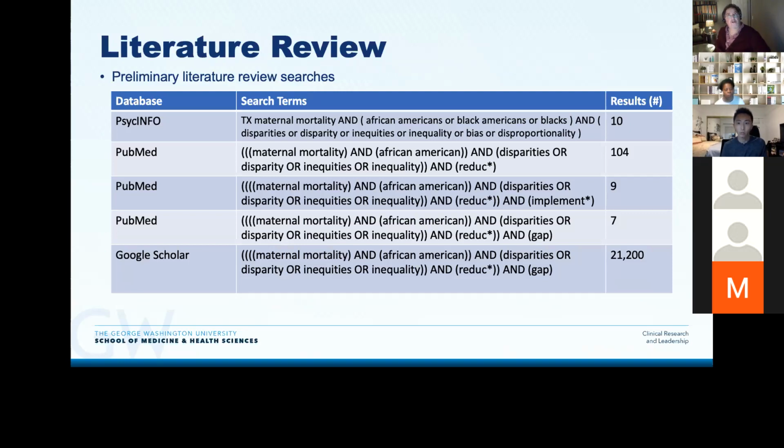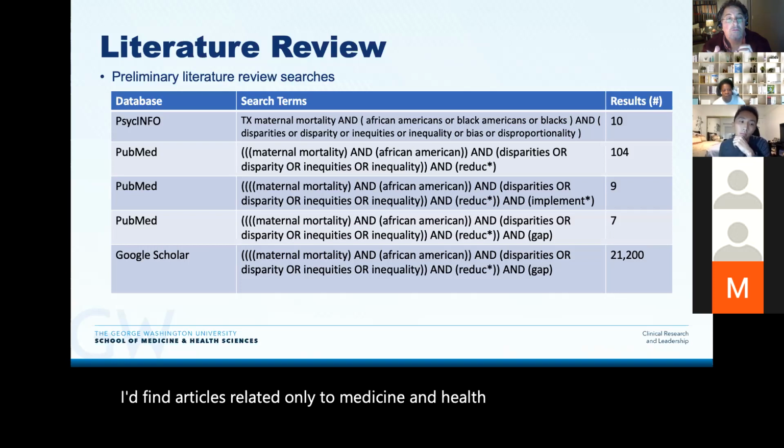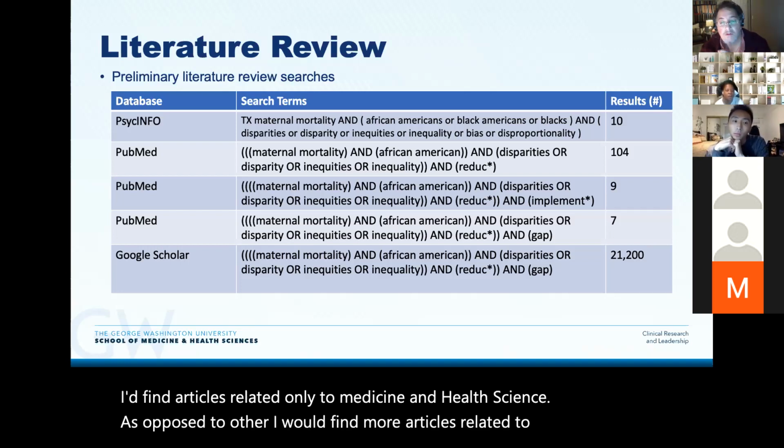So if you were going to look for literature which dealt with different disciplines that may or may not be typically utilized to look at a problem, like in this case, maternal mortality, what would be the disadvantage of using PubMed, PsycInfo, databases that are pretty much bound to medicine and health science? Well, I'd find articles related only to medicine and health science. What was that? As opposed to other. I would find more articles related to medicine and health science as opposed to other disciplines.